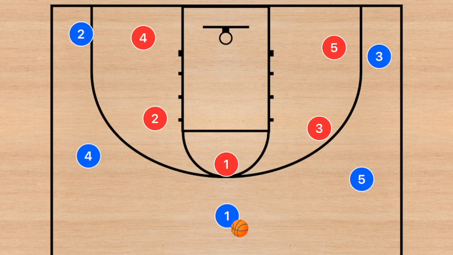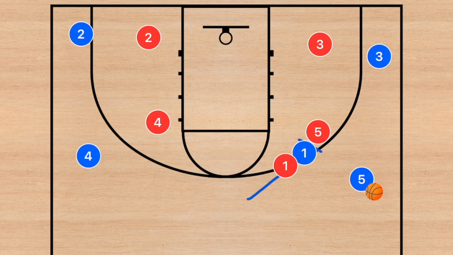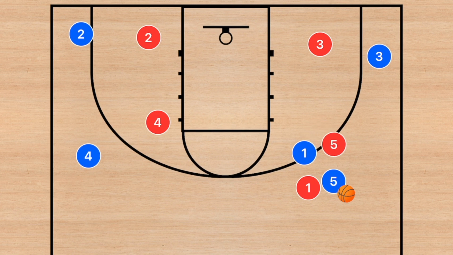So let's say player 1 passes to player 5, and he goes and sets a screen over on player 5's defender. When he sets this screen, what I want to see is player 1 pop out to cut off player 5's driving lane, and then player 5 red goes over the top and now defends player 5. So now it's a double team on player 5.